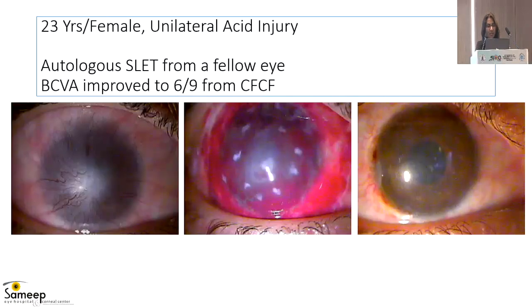This was a case of total limbal stem cell deficiency. She underwent 2 amniotic membranes. She had a vitrectomy, and then she ended up with 360-degree limbal stem cell deficiency. You can see we have done a SLET, and the cornea looks much better.